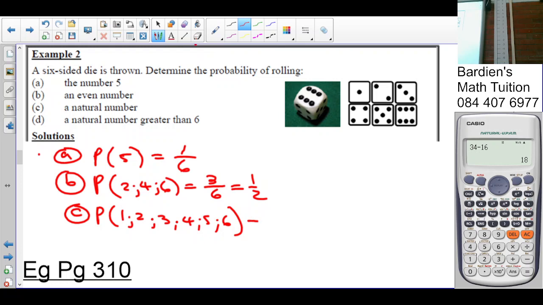Right, people, natural numbers. Let's give an example of natural numbers. Not 0. Natural numbers start at 1, 2, 3, 4, and go all the way to infinity. Those numbers are natural numbers. So how many outcomes are here? 6. 6 out of 6, which is 1.